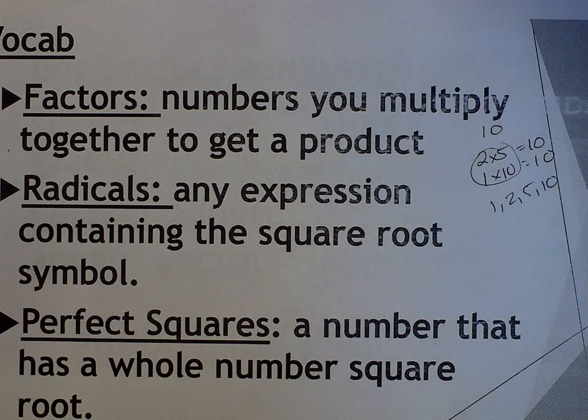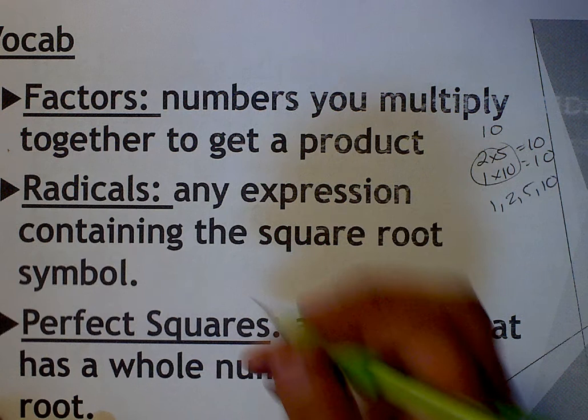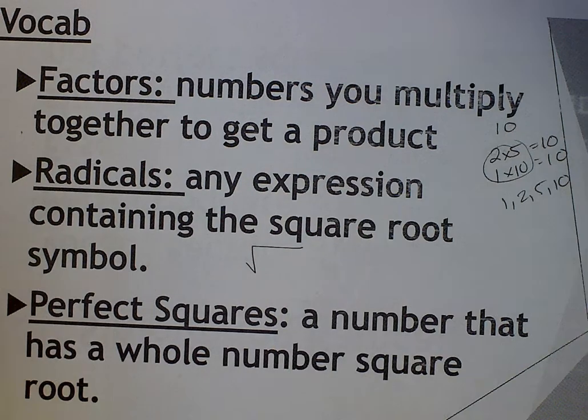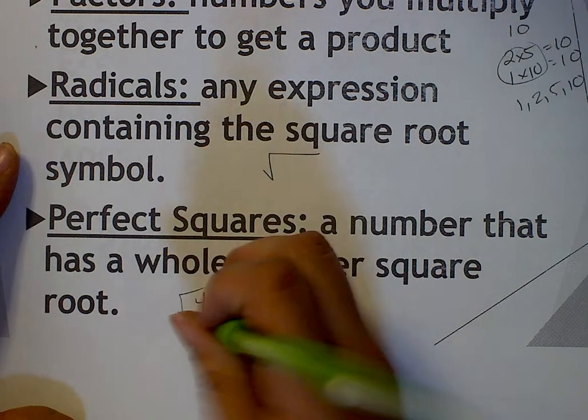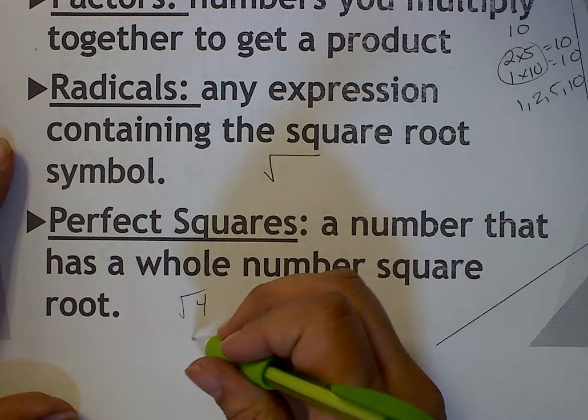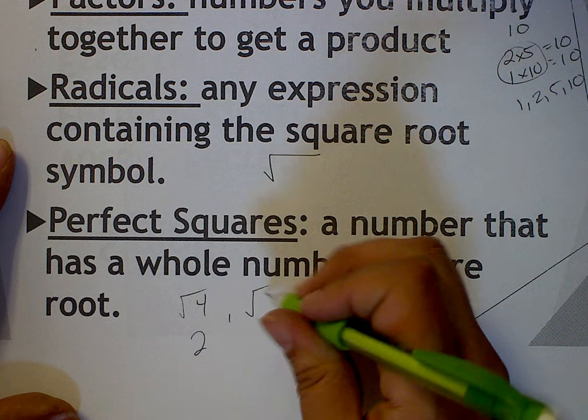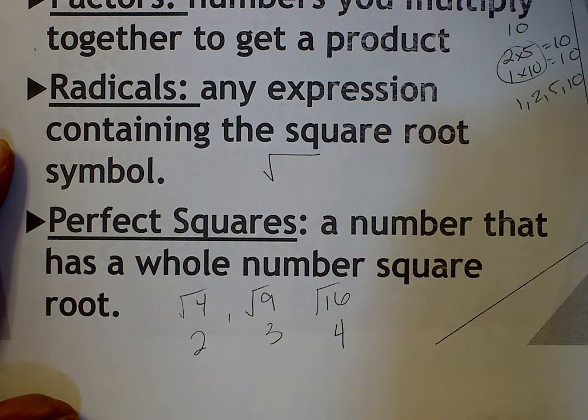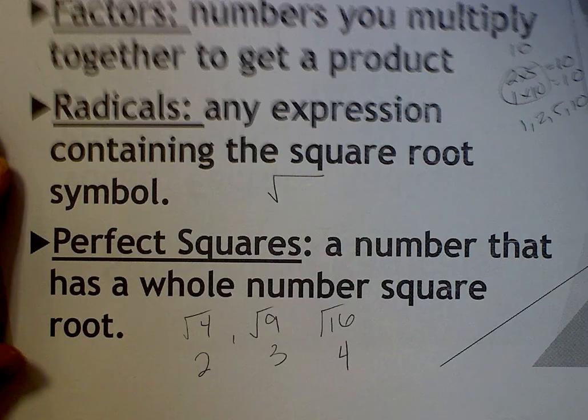Radicals: any expression containing the square root symbol. Radicals and square root mean the same thing, so you'll hear me use both of those words back and forth. A perfect square is a number that has a whole number square root. Some of our perfect squares are the square root of 4, which is 2, the square root of 9, which is 3, and the square root of 16, which is 4. Those are perfect squares.